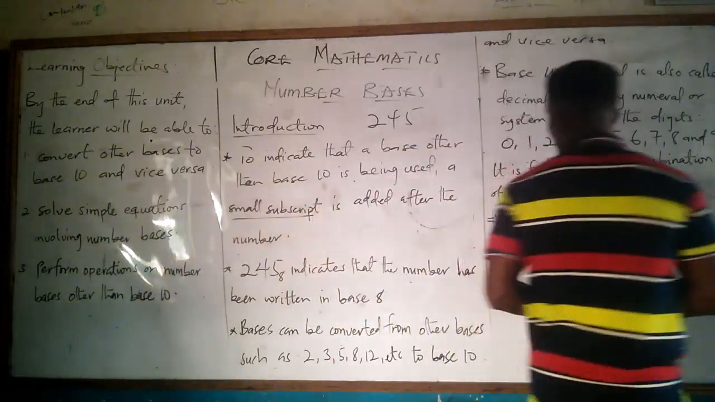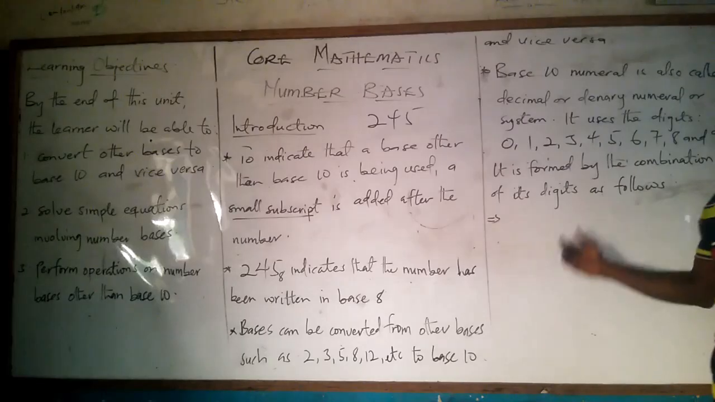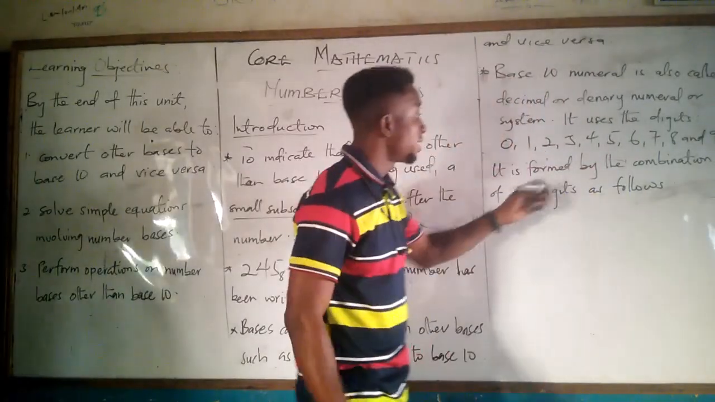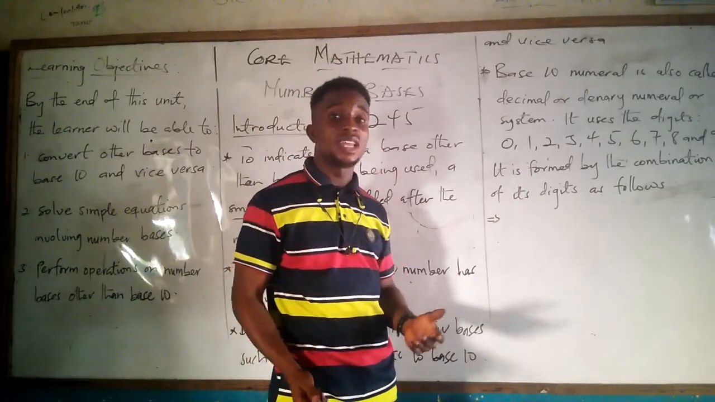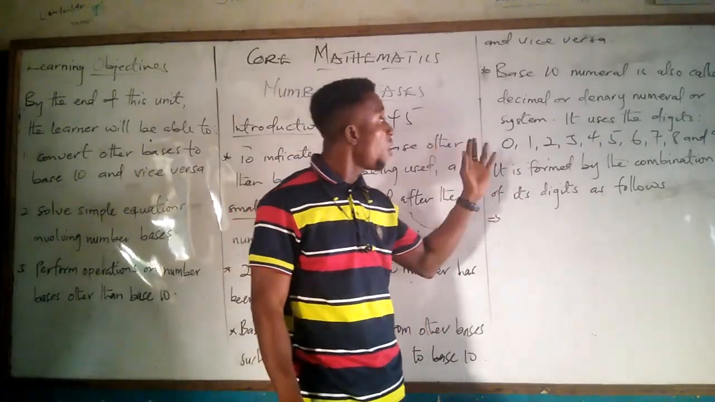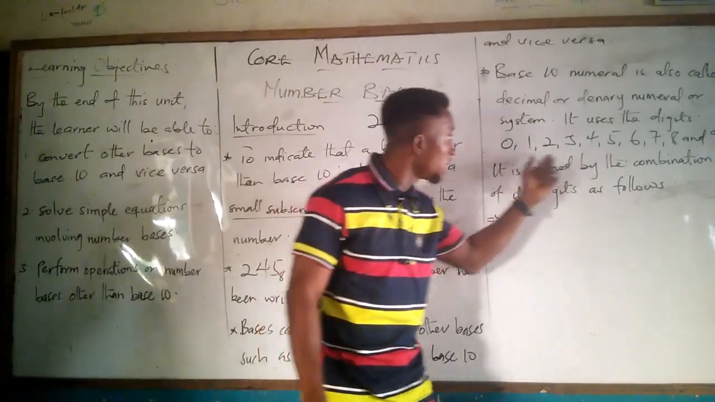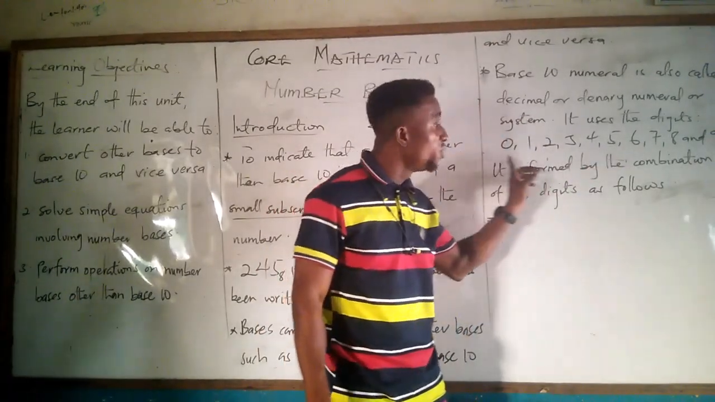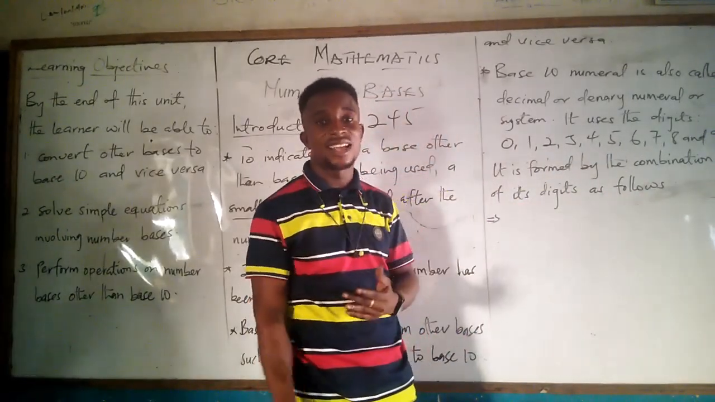Okay. So now, it is formed by the combination of digits as follows. So when I say that, meaning how can we form base 10 numbers? I think we know that. We can form base 10 numbers using the symbols I just gave, or we can use the digits in forming them. So let's see how it is done.